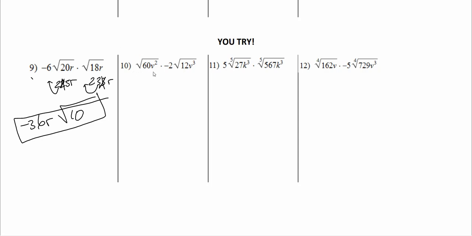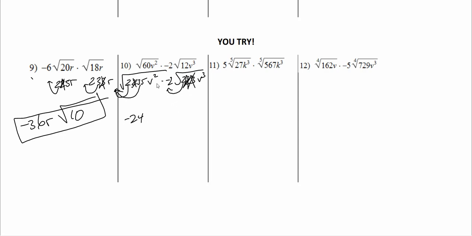Number 10 here. I have 60, which is 2 times 3 times 5 v squared times a negative 2. And then 12 is 2, 2, 3 v to the third. 2s, I have 1, cross it out. I can bring out 1, cross the next 2 out. I have 2 3s. Oh man. So bring a 3 out, cross the other 3 out. So what's left outside? 2 times 3, it's a 6, times a 2, which is 12, times a negative 2, which is a negative 24.